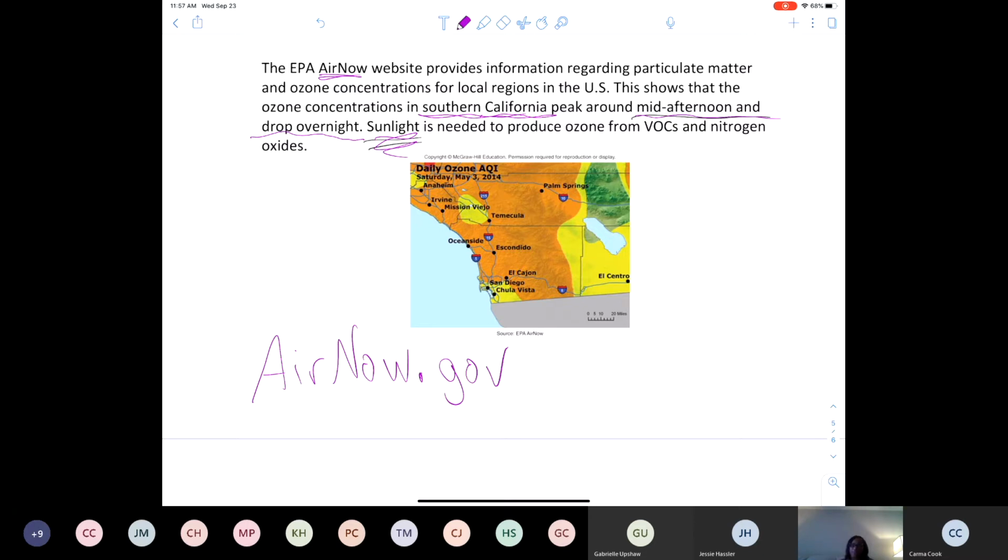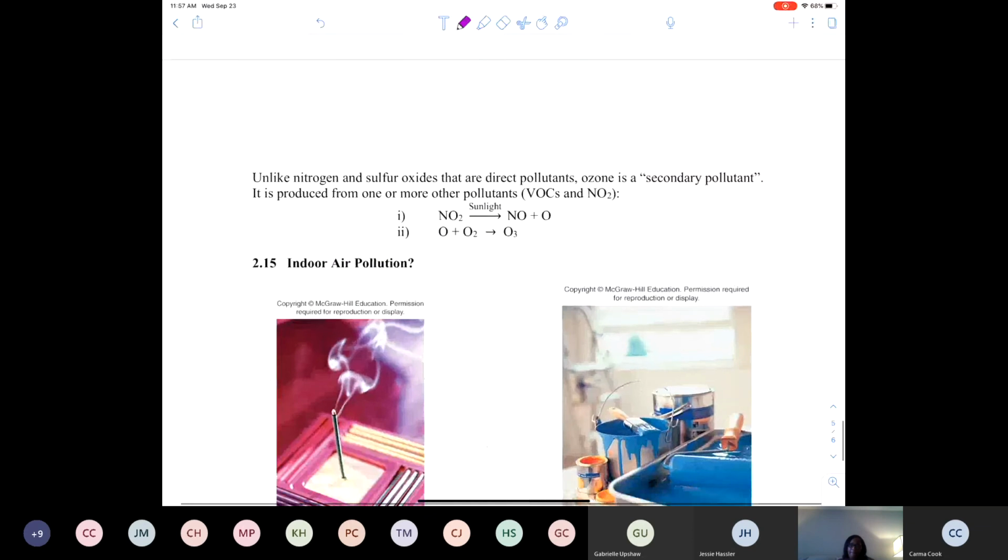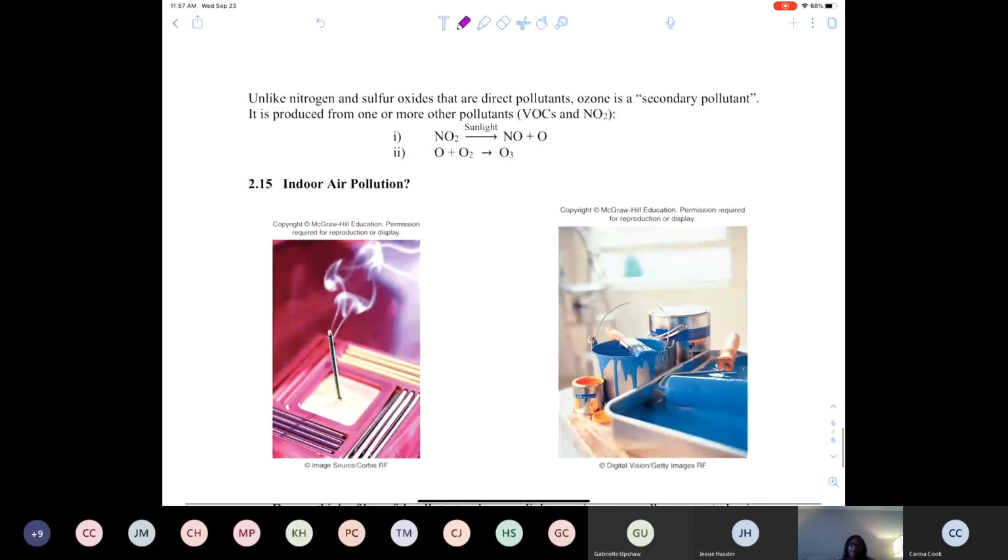And the reason why is because in the mid-afternoon, the sun is at its most intense level. And having that intense sunlight helps to speed up the rate at which ozone, which is an air pollutant in the troposphere where we live, is produced from these VOCs and nitrogen oxides. And so unlike nitrogen and sulfur oxides that are direct pollutants, ozone is a secondary pollutant because ozone is formed from nitrogen dioxide, which is the primary pollutant.